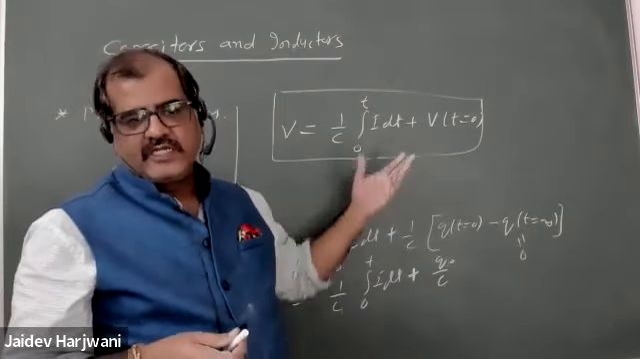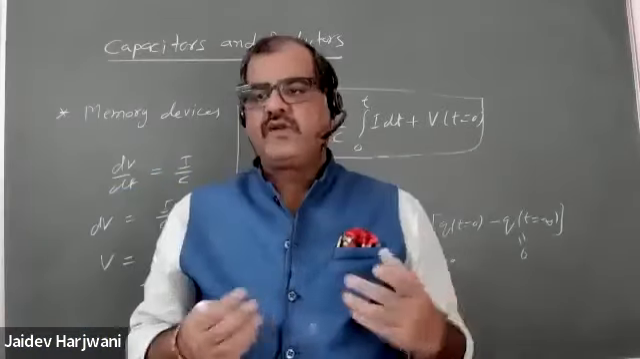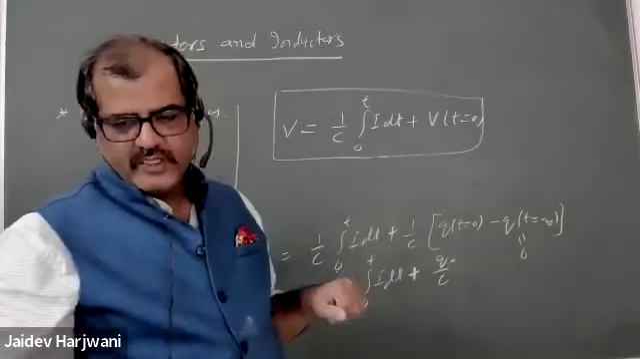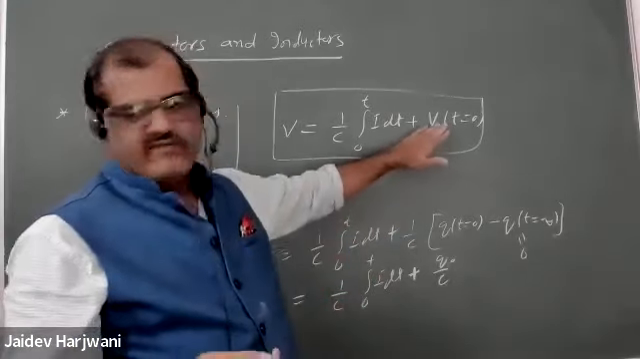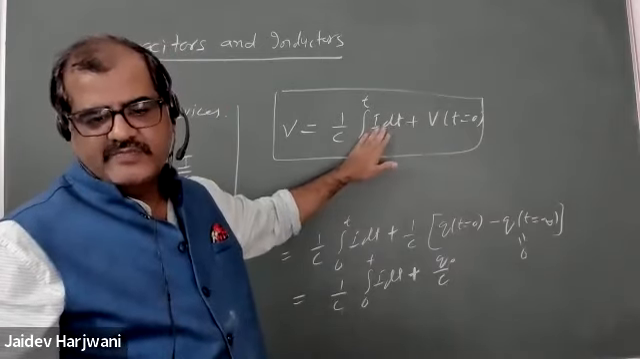Now it may be zero. The question may state that when you start charging the capacitor, the initial voltage is zero. If the initial voltage is zero, then you can keep the voltage at t equals zero as zero. If it is not given as zero, then whatever voltage is given, you need to add it in this charging. Are you getting this point?